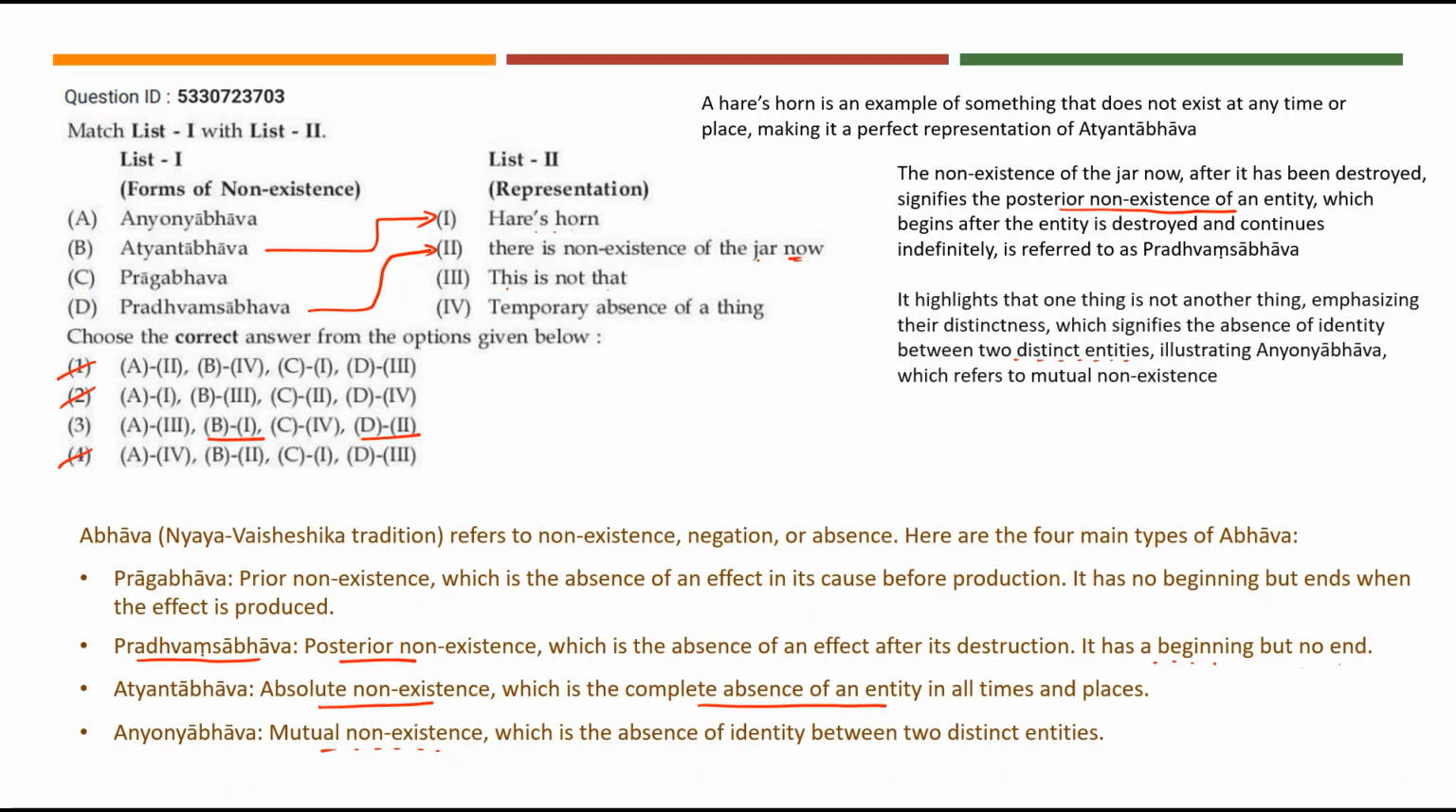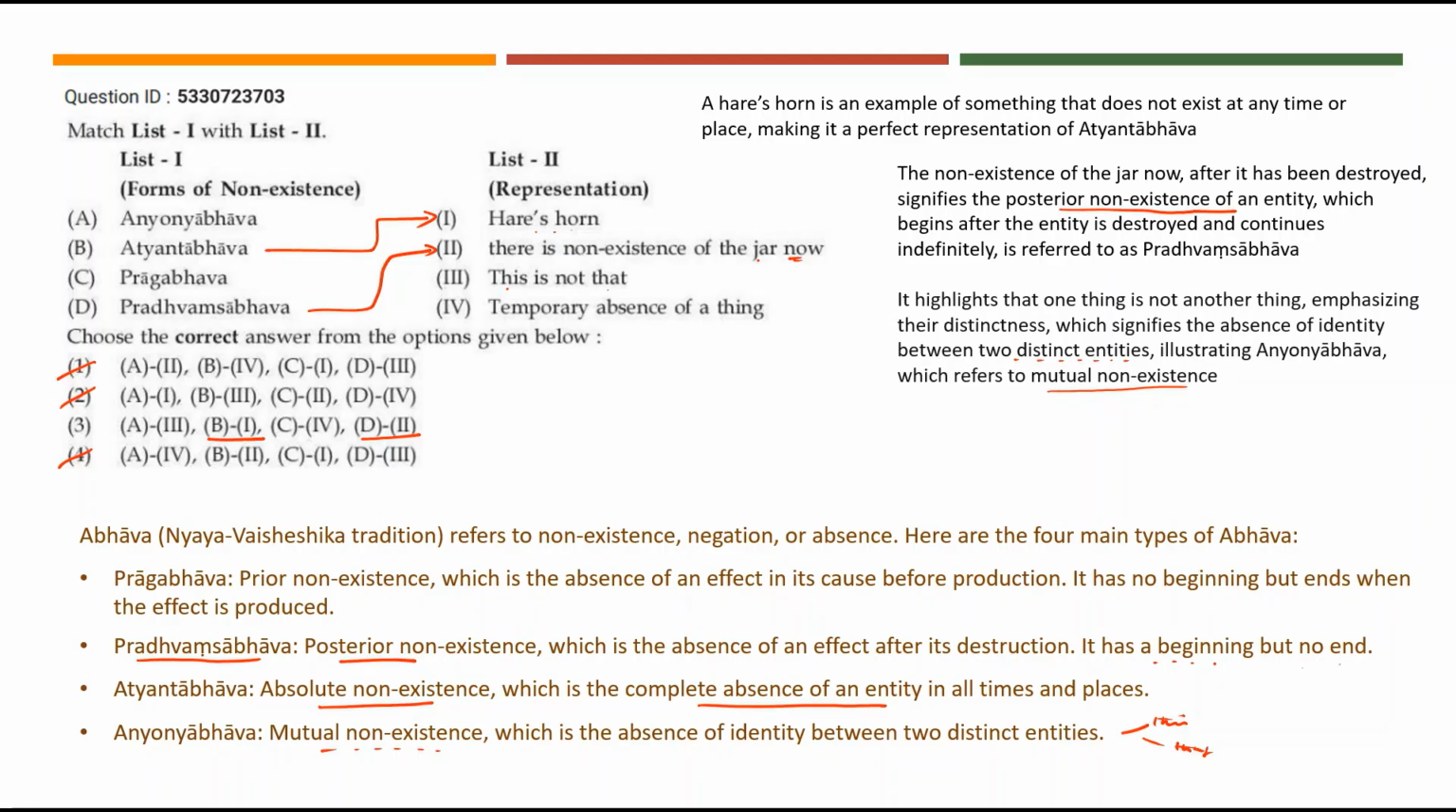What are the entities here? One is this and another one is that. This can be anything, that can be anything. We are not bothered about those things. But here this is illustrating anyonya bhava, which refers to mutual non-existence. We don't know what is this. We don't know what is that.